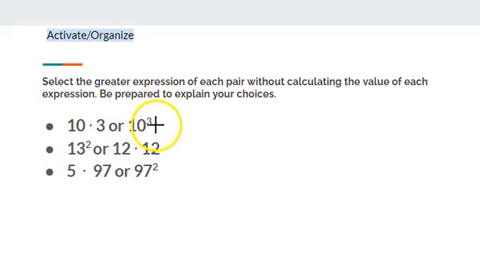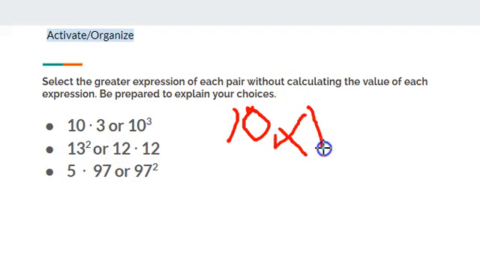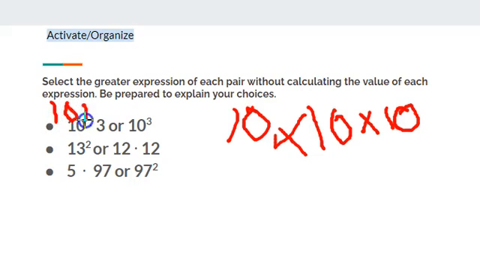So here 10 to the third power means that you're doing 10 times 10 times 10. It's repeated multiplication. Here where it says 3 times 10, that's repeated, but that's repeated addition. So this literally means to add 10 plus 10 plus 10, whereas 10 to the third power says 10 times 10 times 10.